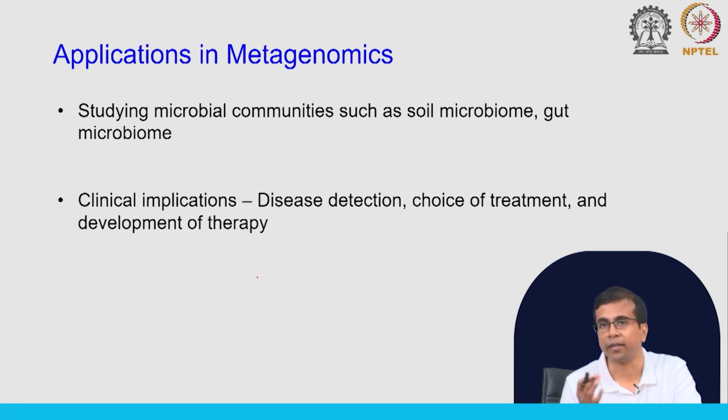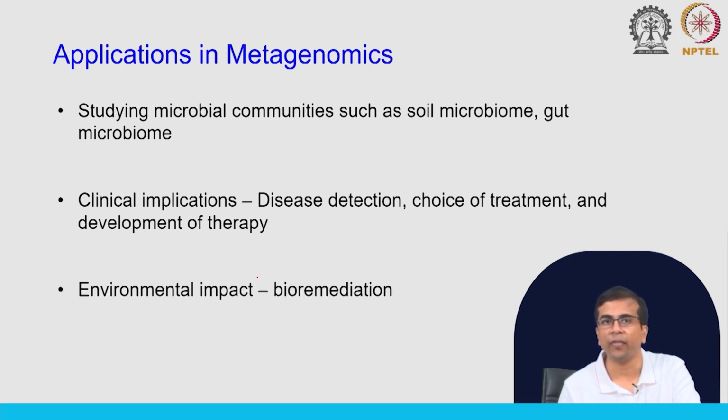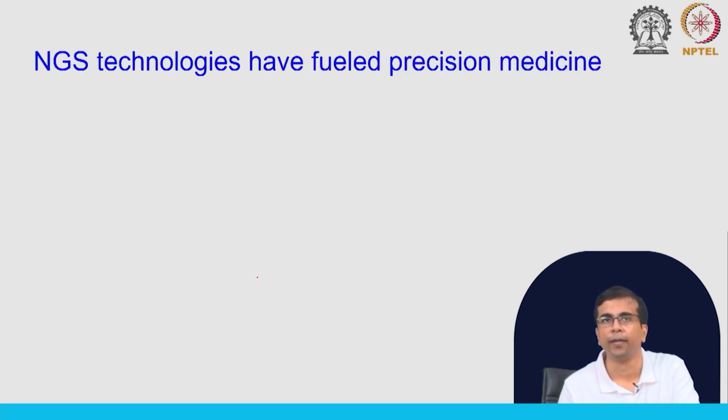Probiotics are a direct outcome of this. You can also use metagenomic study for environmental bioremediation, where you can design communities of microbes to clean up certain pollutants such as plastics or hydrocarbons, etc.